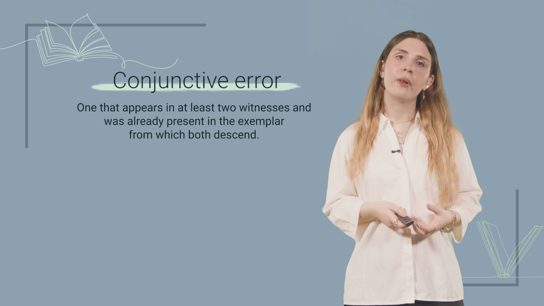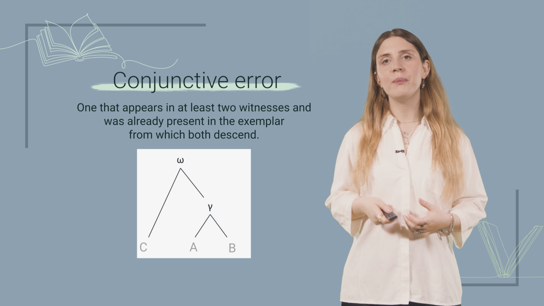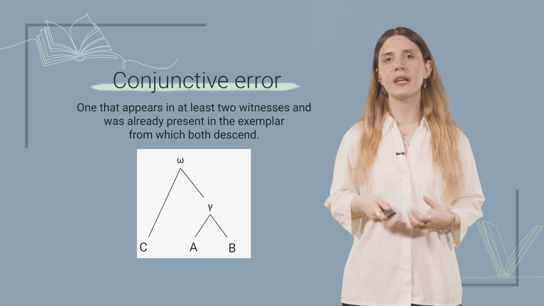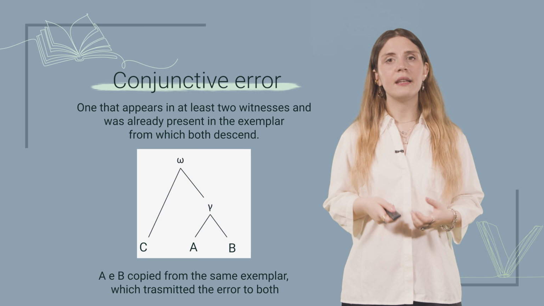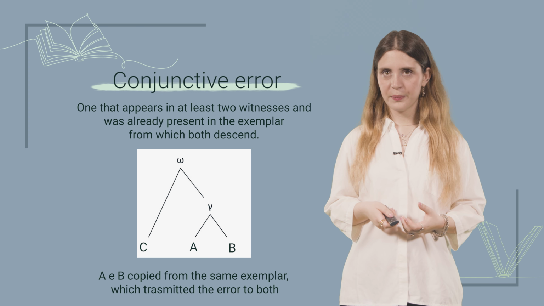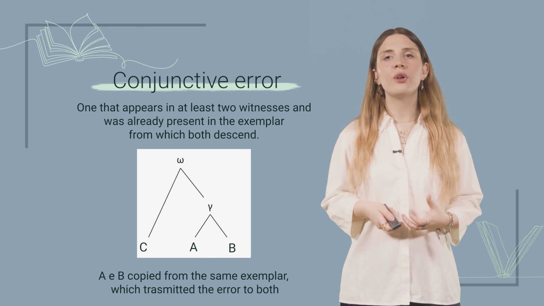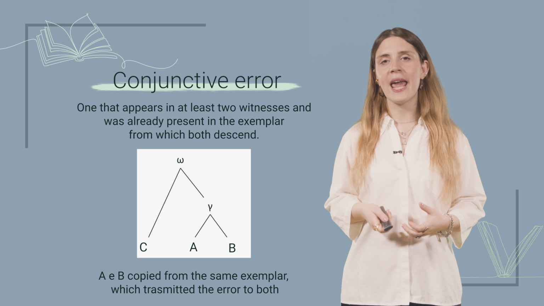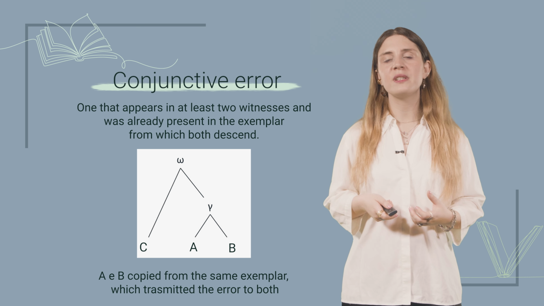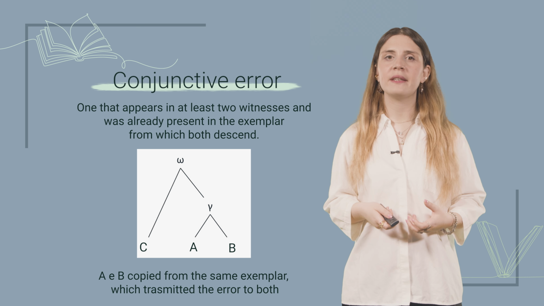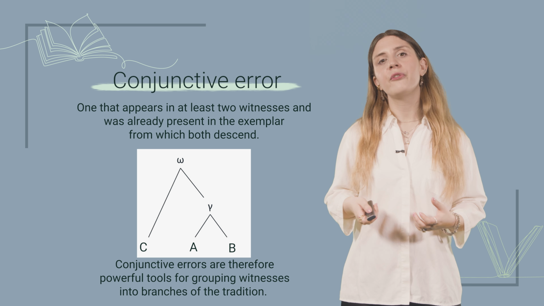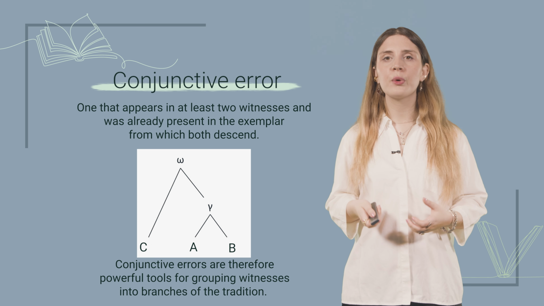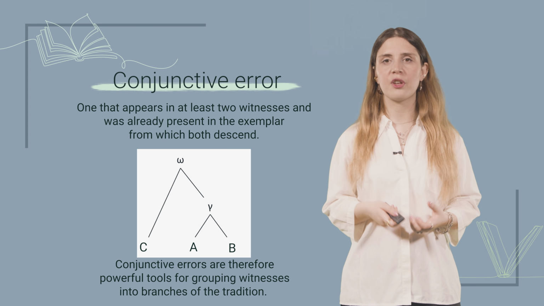For example, if witnesses A and B both carry the same significant monogenetic error, it is highly unlikely this has happened by chance. The most logical conclusion is that both A and B copied from the same exemplar, which transmitted the error to both. Conjunctive errors are therefore powerful tools for grouping witnesses into branches of the tradition.